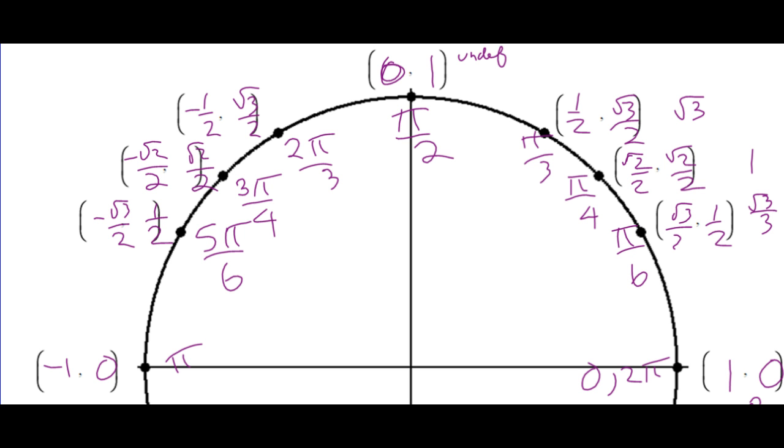So this has the same y value, right? But wait, it's y over x. It's root 3 over negative 1. And tangent in quadrant 2 is negative, right? So this is negative root 3. This is negative 1. This is negative.